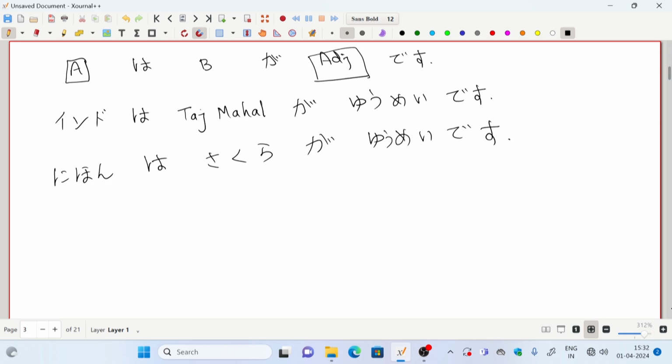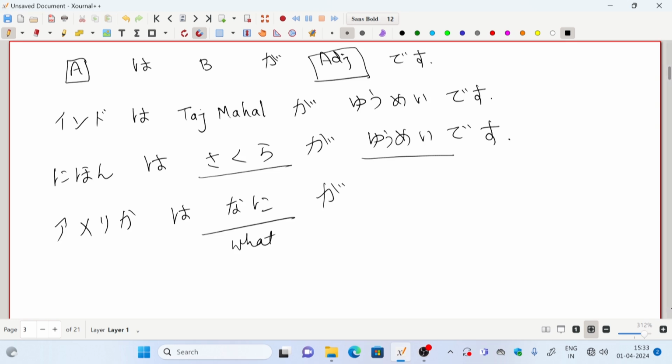Okay, so let's put a question to know about the adjective, the characteristics, the special element. Suppose we want to know about America. America wa, the object will be nani. The question for object, what? Nani ga yūmei desu ka? America wa nani ga yūmei desu ka? What is famous in America? So this is how we use particle A wa B ga, adjective desu.